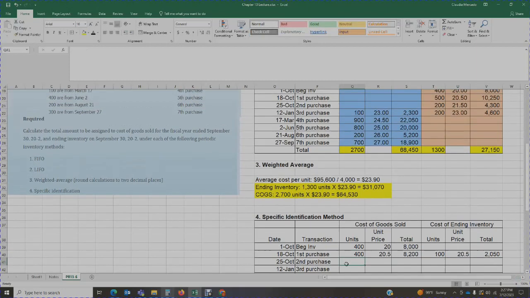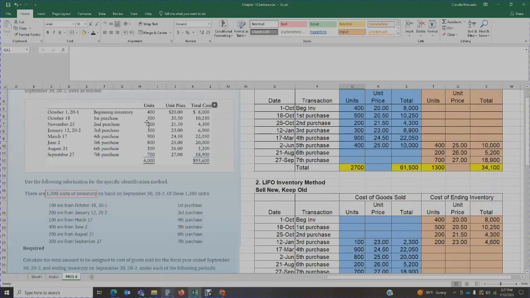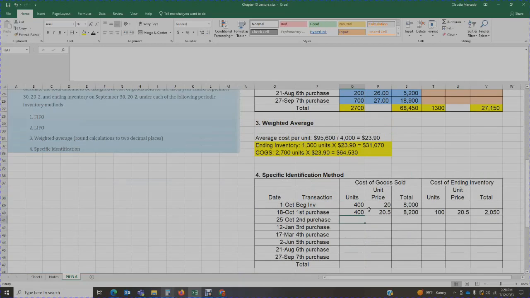So you see how I broke down those 500 units? We had 500 units, and according to the problem, from the 500, I have 100 remaining that I did not sell. So if I have 500 and I still have 100 remaining, that means I must have sold 400. So here's the 400 that I sold, and these are the 100 that I still have available.